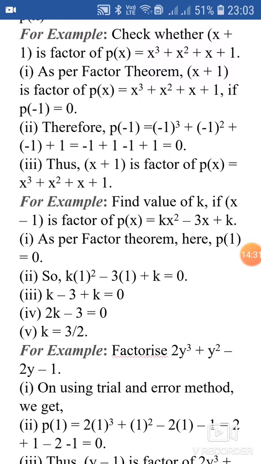Now the second type of question is to find the unknown value of the variable k in the question, when it is already told that x minus 1 is a factor of p(x).